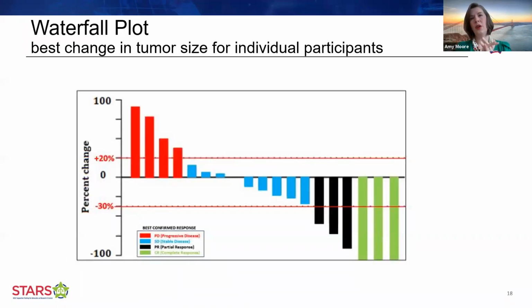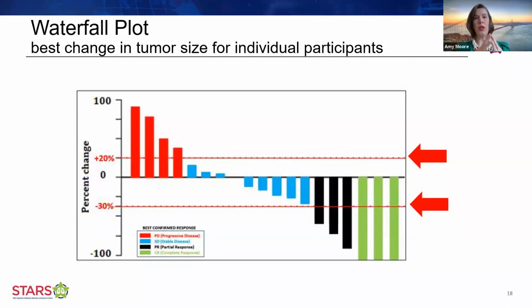So, waterfall plots. Of all the different types of plots, I am partial to waterfall plots because when they work, they're beautiful. We're going to geek out, but data can be beautiful. We're looking at the change in tumor size for individual participants. As I've told you before, graphs give you a lot of information to help orient you. On the y-axis on the left, we see percent change between 100% increase and 100% decrease. Once more, we see these horizontal lines at our plus 20% and minus 30% RECIST criteria marks.